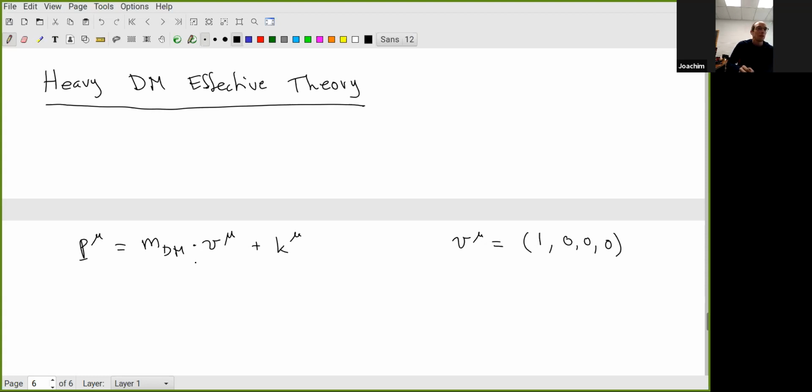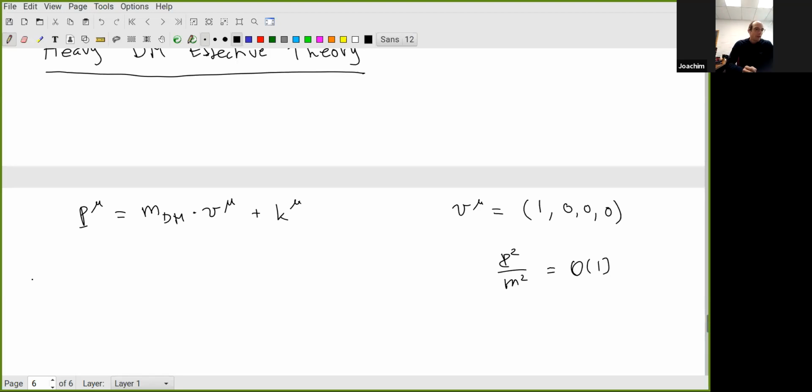And what we want to do is scale out this mass piece. What we want is that momenta are small, because we want to expand, as before, in momentum squared over mass squared. But if this momentum has a heavy mass in it, then an expansion like this is order 1. That doesn't make any sense. So we have to get rid of this large piece. So that's what we want to do.